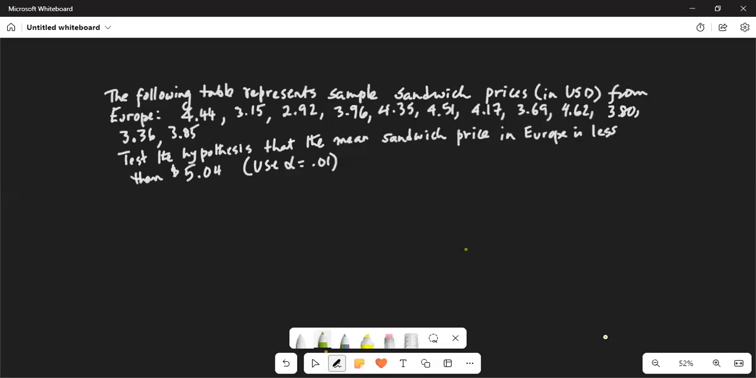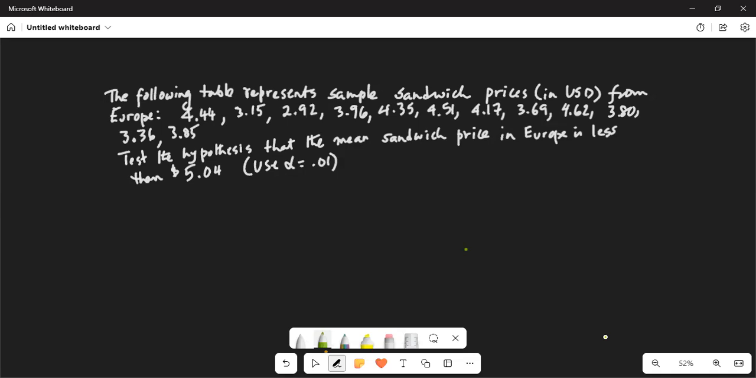Good day, everybody. Today we are going to talk about hypothesis test for the mean when the population standard deviation is not known. The following table represents the sample sandwich prices in US dollars for Europe, and there are a certain number of samples. Test the hypothesis that the mean sandwich price in Europe is less than 5.04. Use level of significance equal to 0.01.